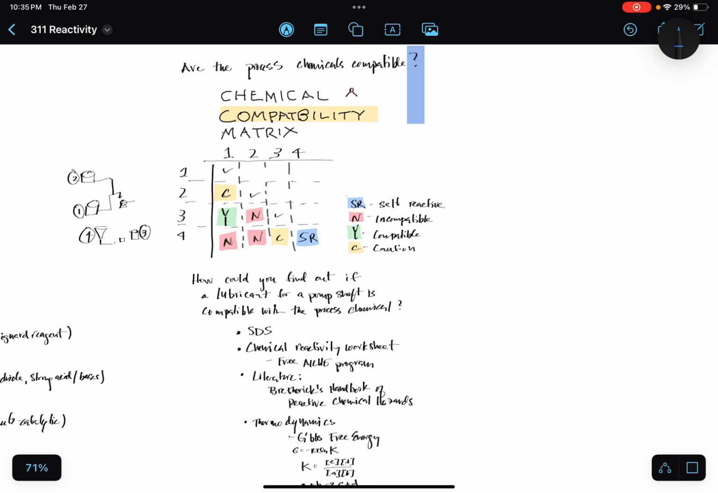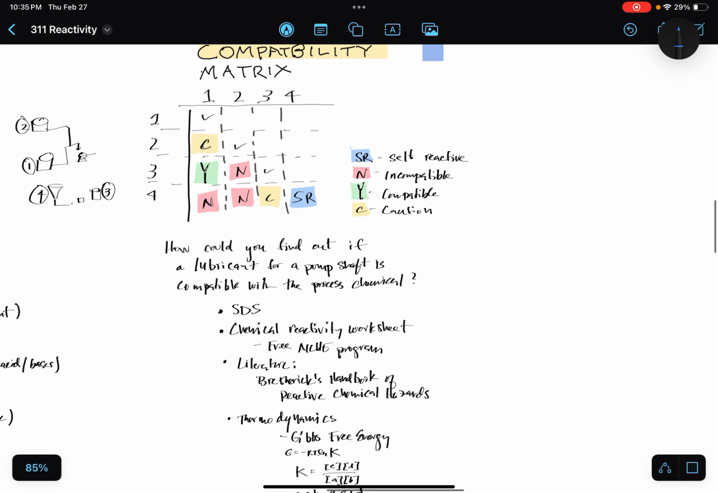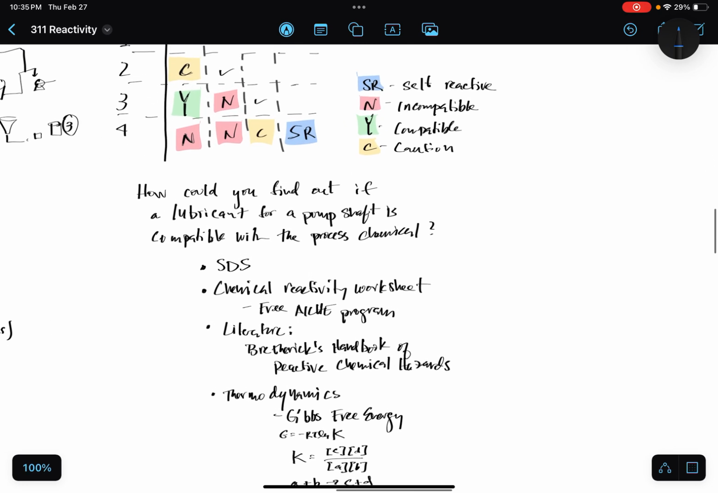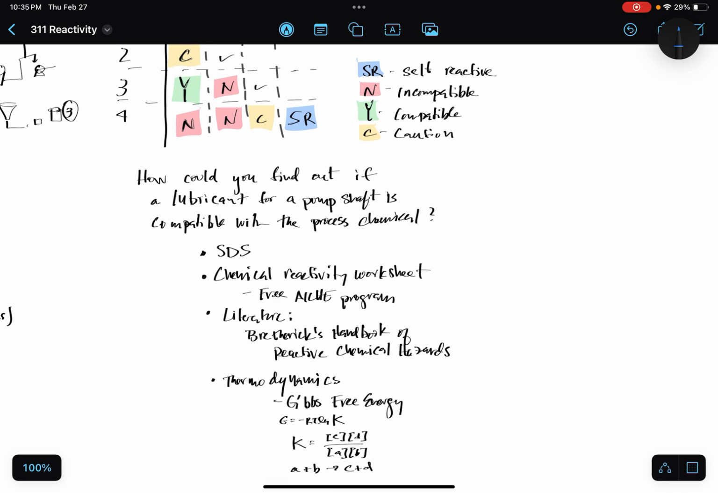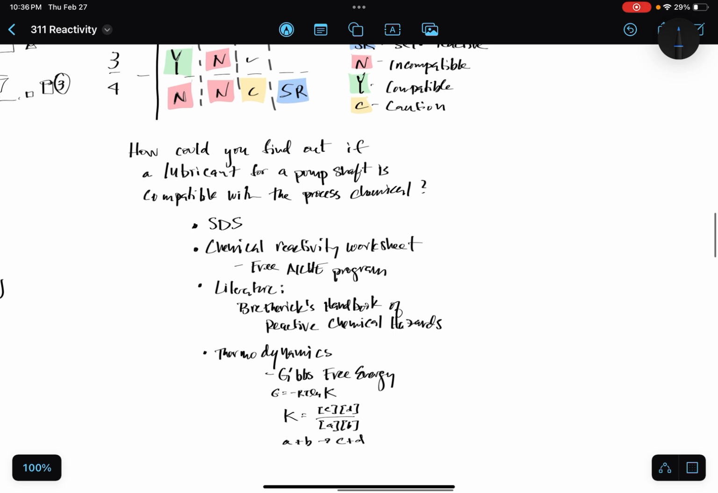It's an identifier, and then the row similarly. And you can indicate whether or not chemicals are compatible. They can be self-reactive, incompatible, compatible, or a caution. And there's different ways to determine if the chemicals are compatible with one another. Of course, you can test them. We'll talk about that with calorimetry test methods.